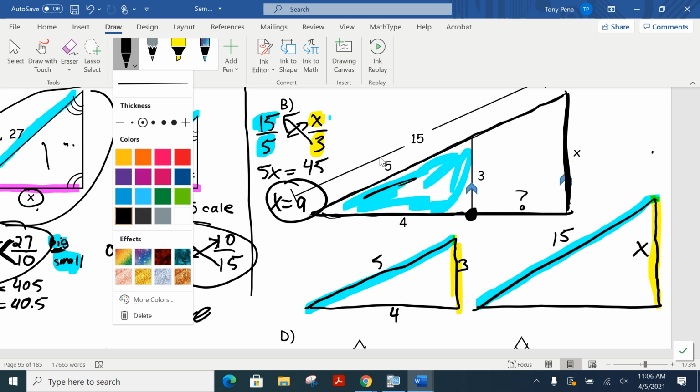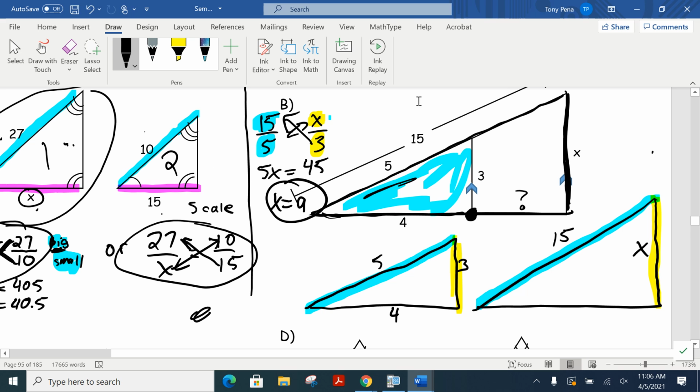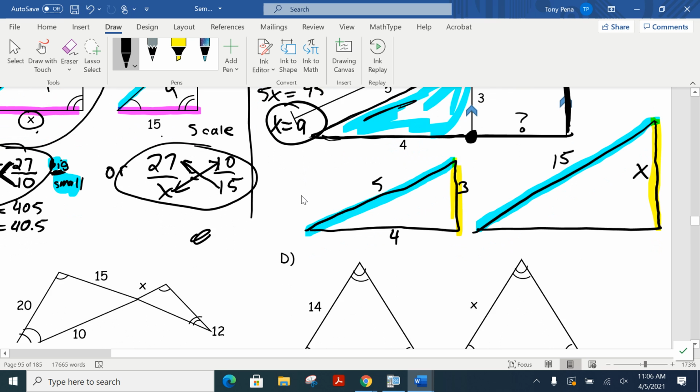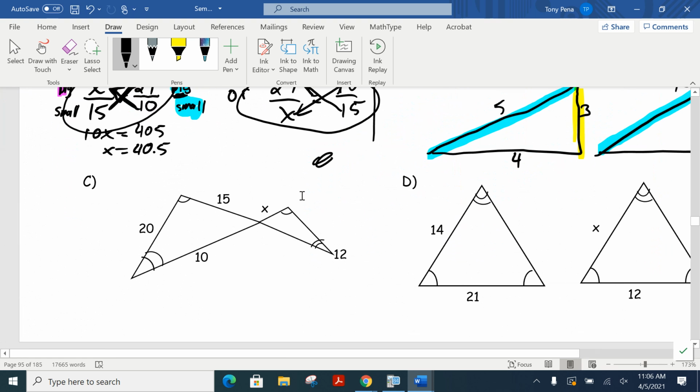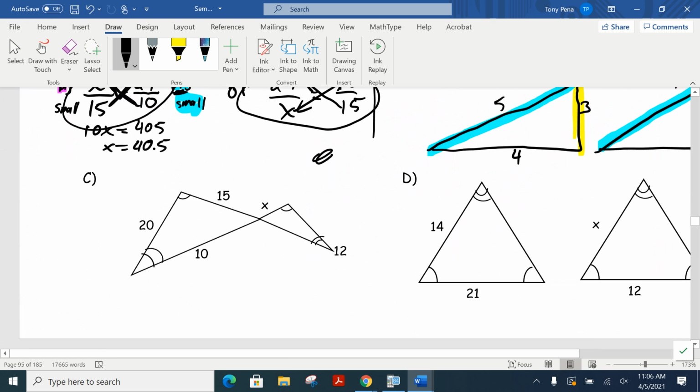I would have had a little bit different arrangement of that. That's why it's okay to set this up a little bit differently. All right, anybody else set it up differently? Sure. All right, as long as you get 9, totally fine. All right, next one, set that one up. Letter C.